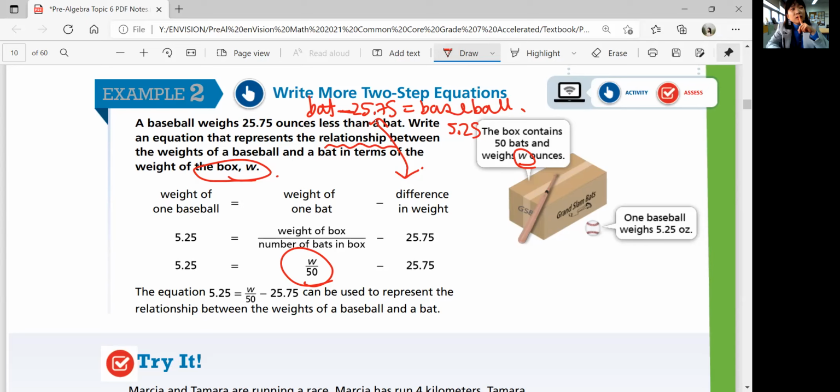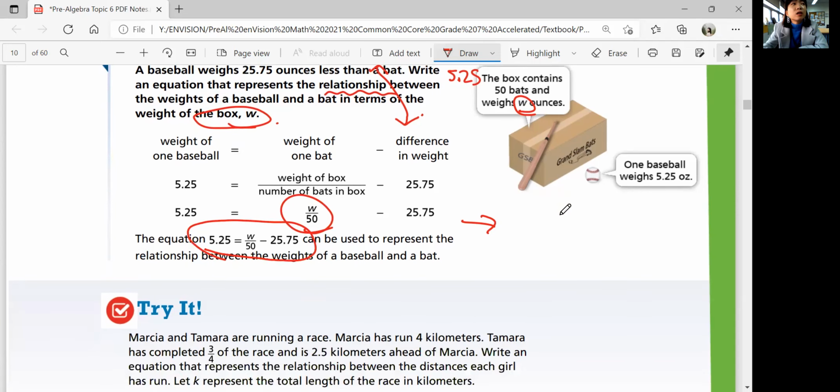And you can simplify this equation by adding 25.75 on both sides and multiplying by 50 on both sides if you want to isolate the variable W, but you don't have to do it right now. This is still an equation, so it could be used to represent the relationship between the weights of a baseball and a bat using the W. Okay? We'll learn later how to isolate W so that W is equal to something.